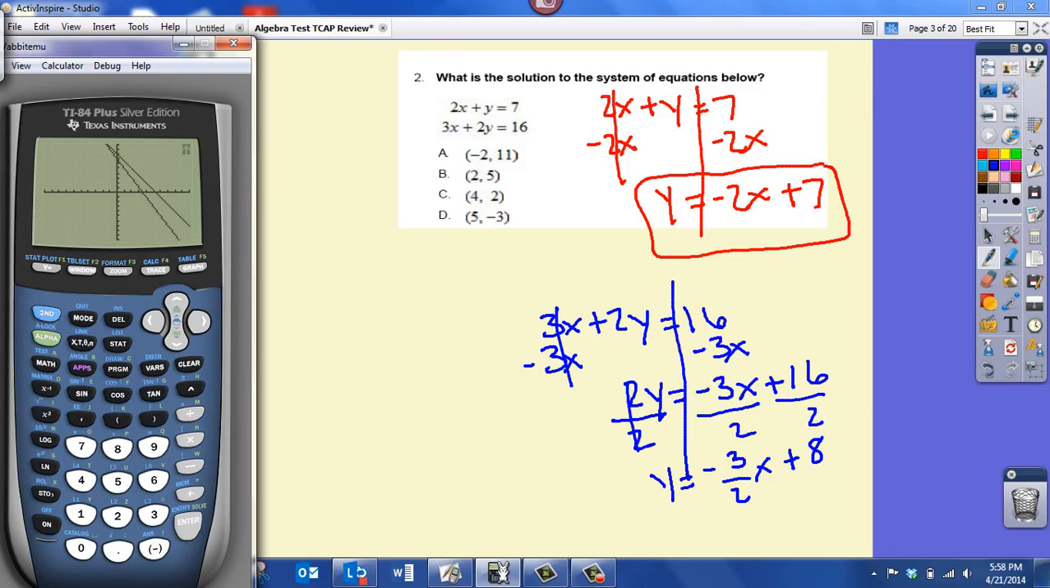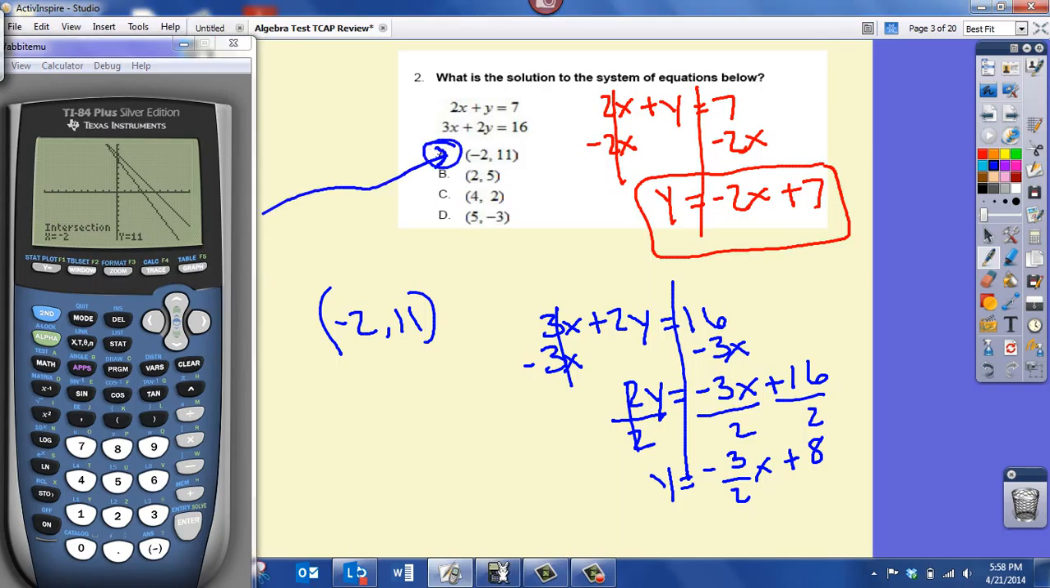And then when I hit second trace, I want to find the intersection, so that would be 5. Not the first curve, not the second curve, not the guess. But then you're going to come up with negative 2, 11. And so this matches A. So my solution to number 2 is going to be A. And that's number 2 of the Algebra TCAP review test.